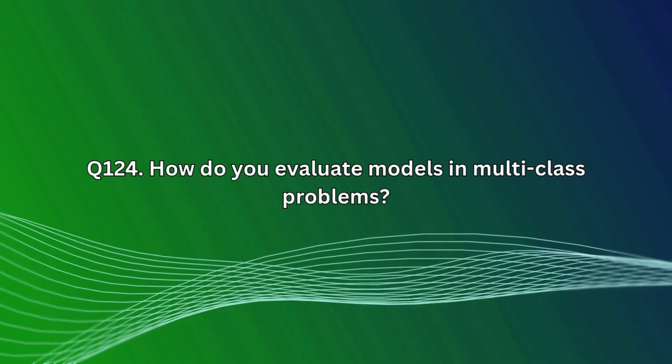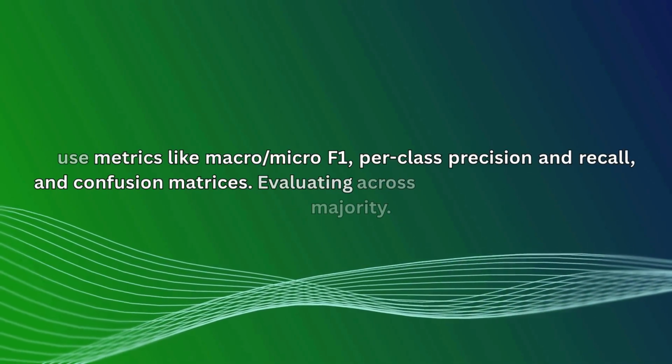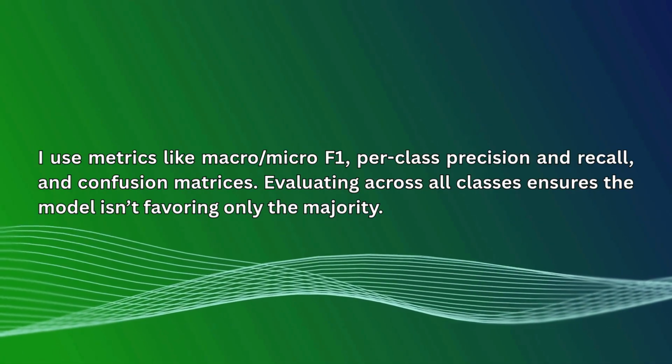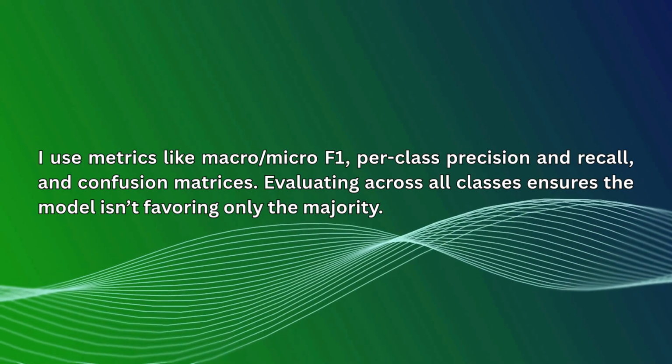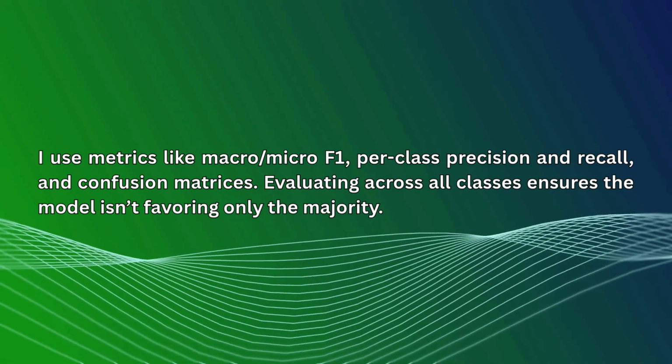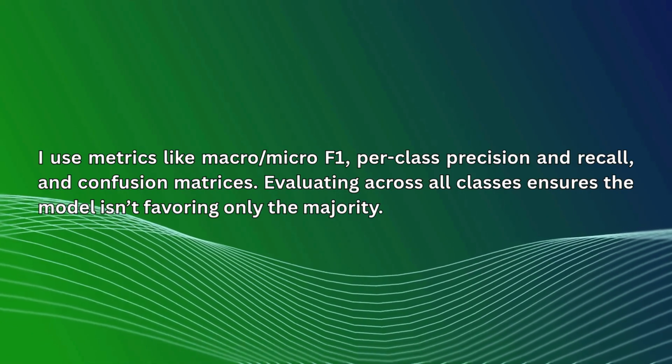How do you evaluate models in multi-class problems? I use metrics like macro or micro F1, per-class precision and recall, and confusion matrices. Evaluating across all classes ensures the model isn't favoring only the majority.